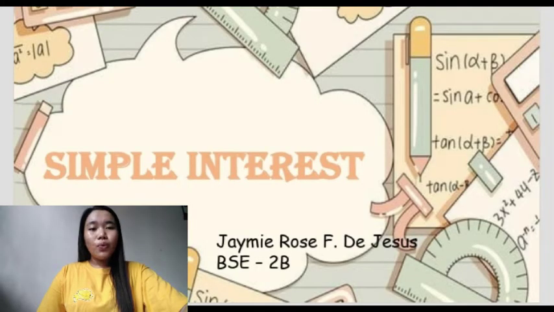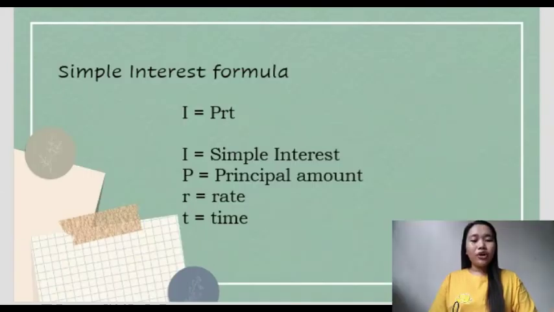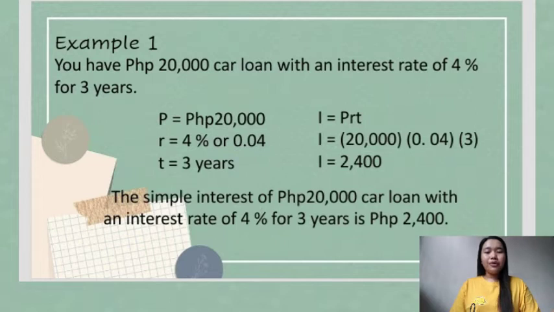De Jesus from BSE2B, and for today's video, I will give you 5 real-life examples of simple interest. But first, what is simple interest? Simple interest is calculated by looking at the principal amount borrowed, the rate of interest, and the time period it will cover. Here's the formula for solving simple interest. I is equal to PRT, where I is simple interest, P is the principal amount, R is the rate, and T is time in years.